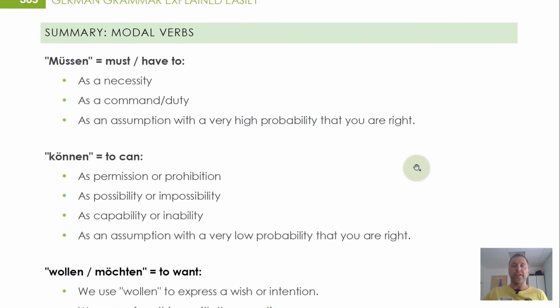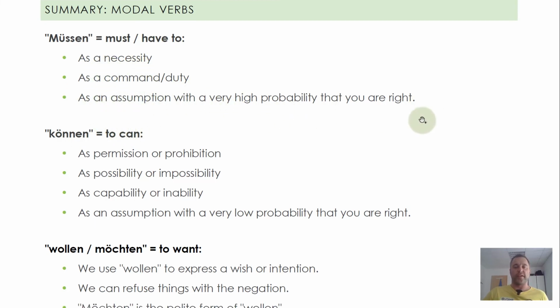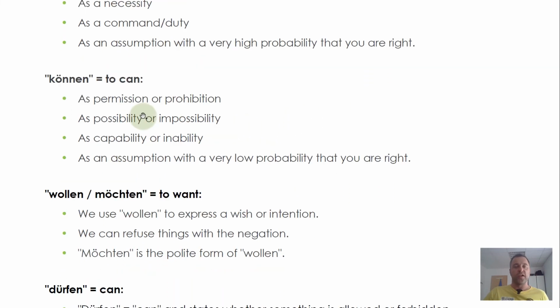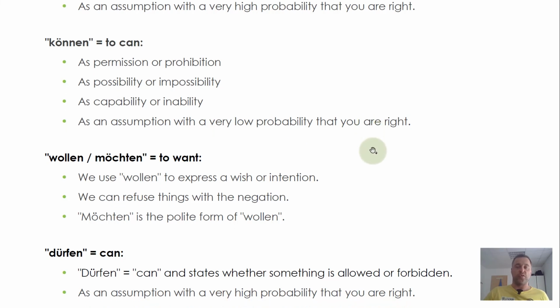As a short summary here at the end, müssen is must or have to. We use it for a necessity, a command or duty, or an assumption with a very high probability that you're right. Können is more or less to can. We use it for permissions, prohibitions, possibilities, impossibilities, capabilities, and inabilities, and for assumptions with a low chance that you're right.